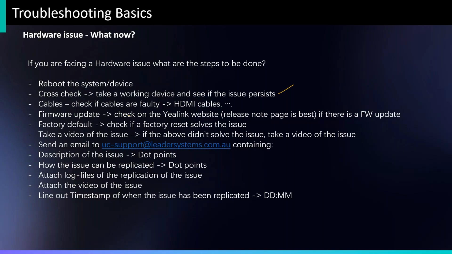Firmware update: check on the Yealink website, the release note page. I gave you that link, if there is a firmware update. Now, why the release note page? Because there are release notes with the firmware to tell you if there is anything that you have to be aware of. Factory default the device, check if a factory reset resolves the issue.